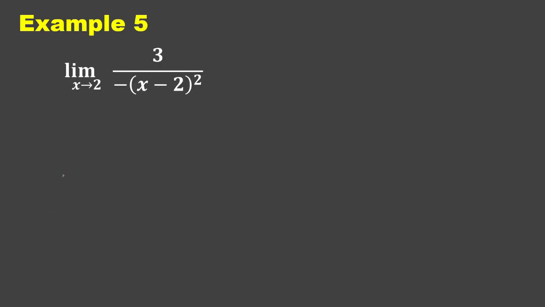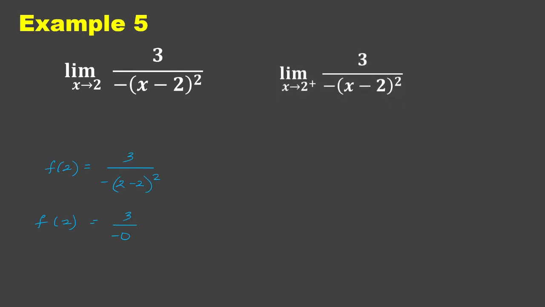For example 5, let us try to have f of 2. So we have 3 over negative, 2 minus 2, and then square. Doing this, f of 2 would give us 3 over negative 0. So again, we have a finite number over 0, so we're going to do the strategy for infinite limits. Let us have the right-hand limit and the left-hand limit.